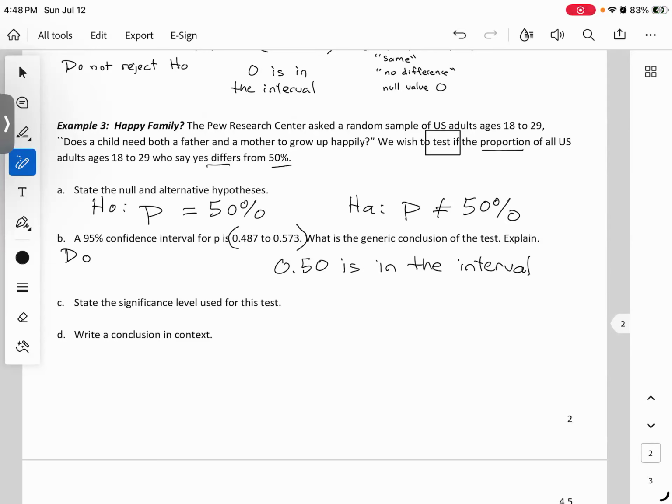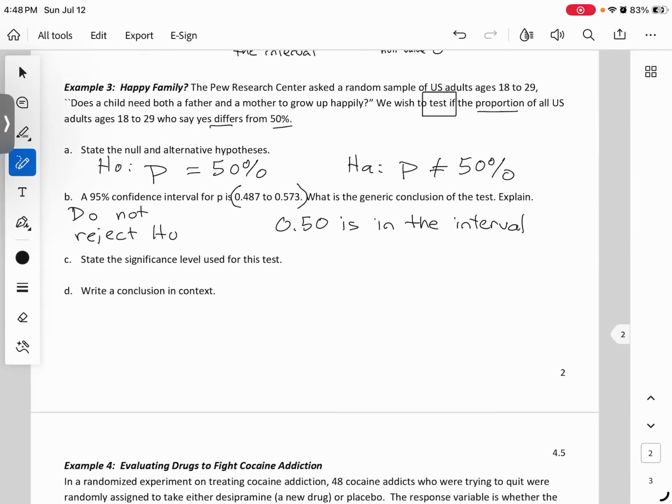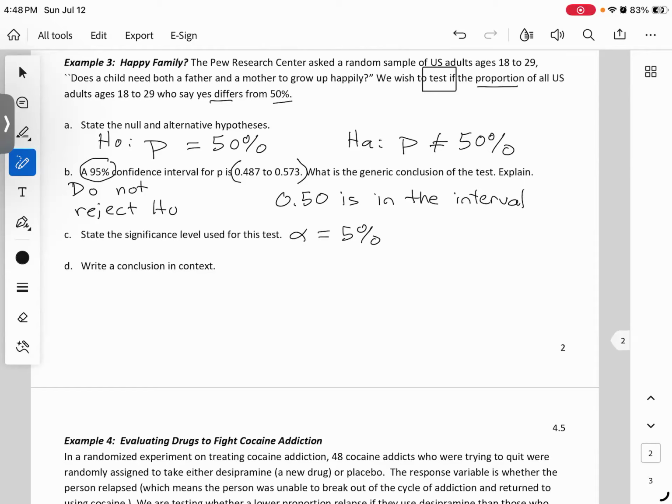So the generic formal conclusion is do not reject the null or fail to reject the null. And they snuck it in here. It's 95%. So the p-value that would correspond to this would be 5%. But nothing's changing. We talked about in 4.3 that if ever you say that we do not reject the null, we say that there is not enough evidence for the alternative.